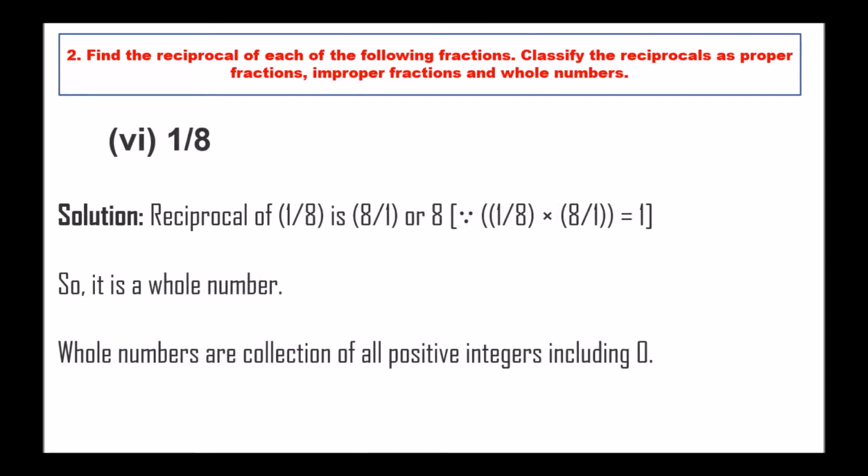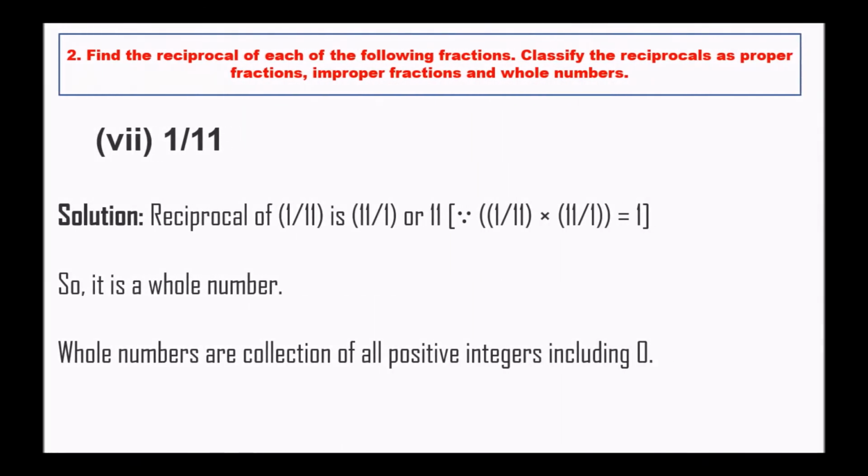Next 1 upon 8. The reciprocal of 1 upon 8 is 8 upon 1, or we can say only 8, because 1 upon 8 into 8 upon 1 equals 1. It is a whole number. Whole numbers are collection of all positive integers including 0. 1 upon 11. Reciprocal of 1 upon 11 is 11 upon 1 or 11, because 1 upon 11 into 11 upon 1 equals 1. So it is a whole number.